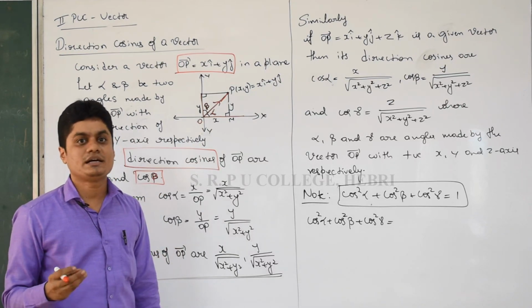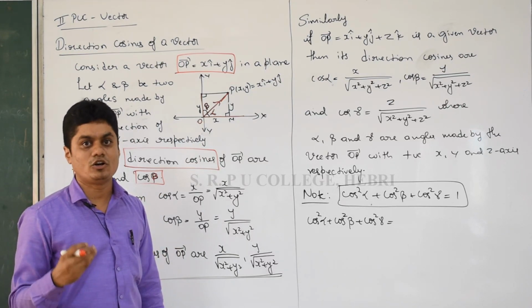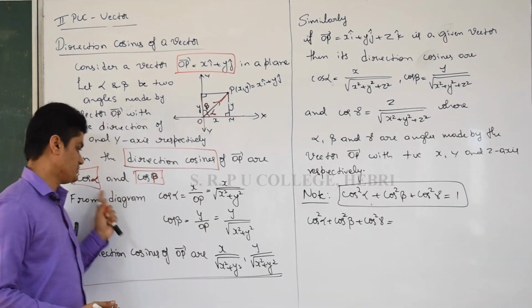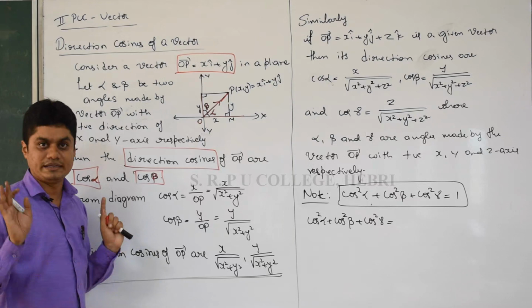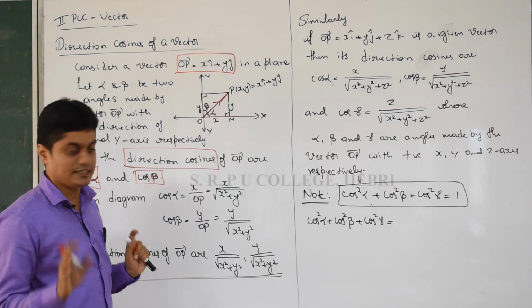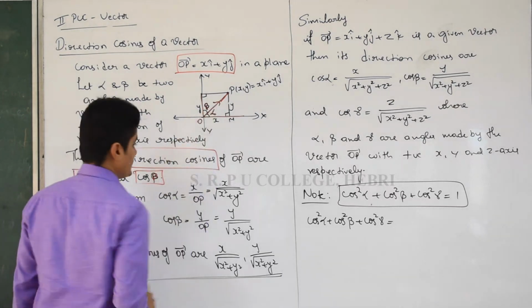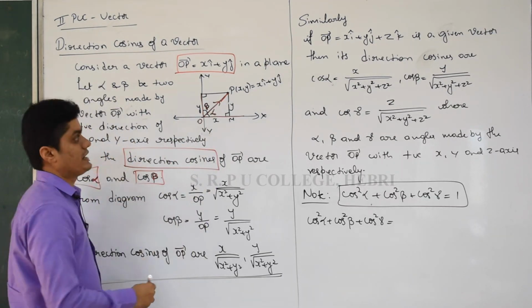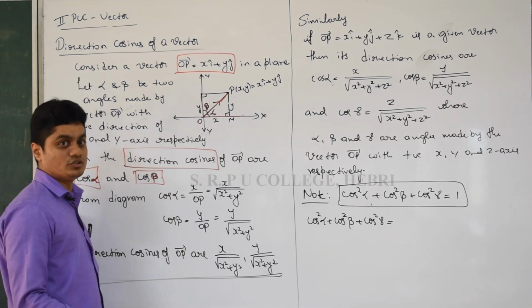If alpha and beta are the angles made by the vector along with the positive x and y axis respectively, then the direction cosines are cos alpha and cos beta. Cos alpha and cos beta are called the direction cosines. Understood? Okay, now use this triangle to understand what you mean by cos alpha, or use this triangle to get the direction cosines of a vector.